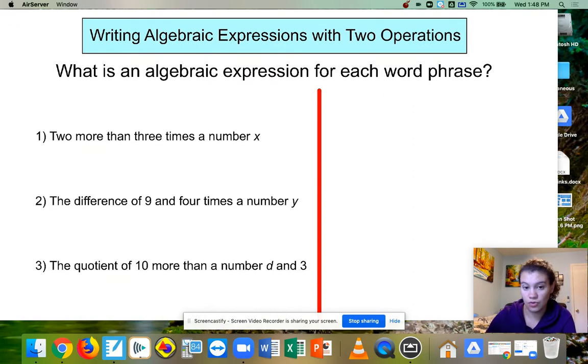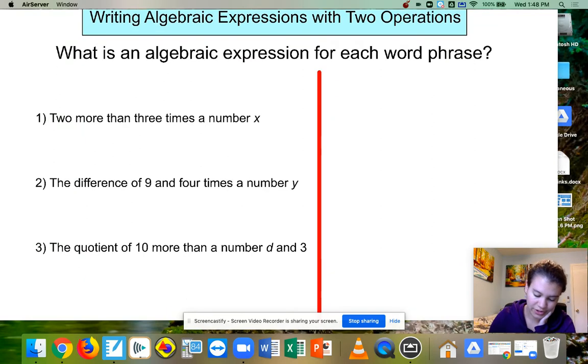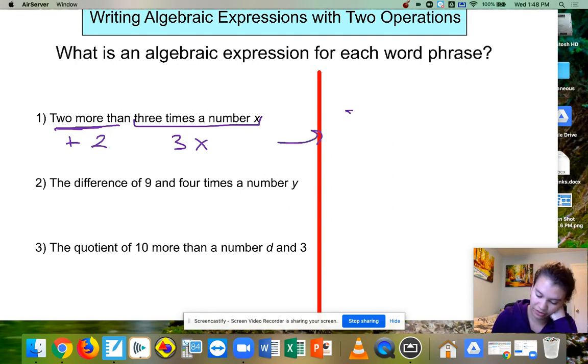All right, so here is slightly more complicated, same idea, but now we have two expressions, or two things, in the same phrase. So like addition and multiplication, or addition and subtraction. If we look at this, we have 2 more than, so that's like a plus 2, 3 times a number. So 3 times some x. If we write this out, you'll get 3x plus the 2.